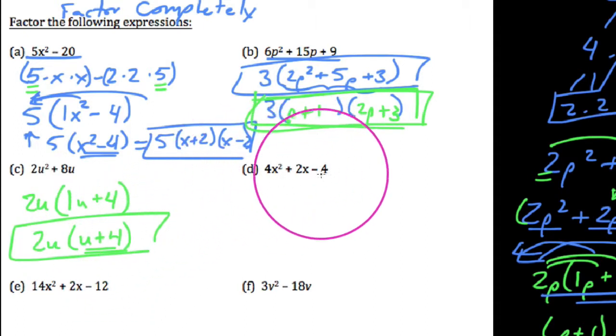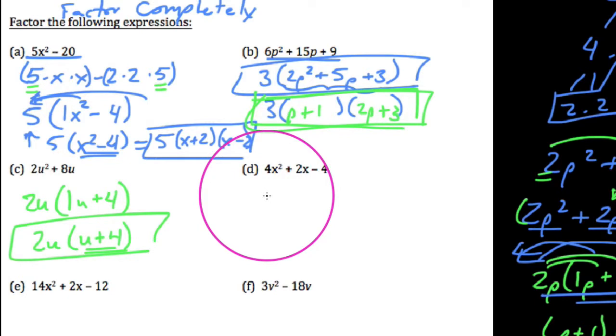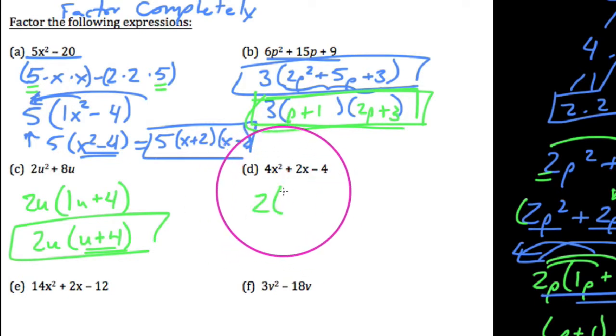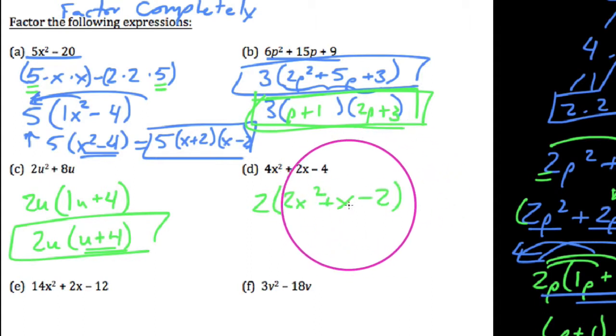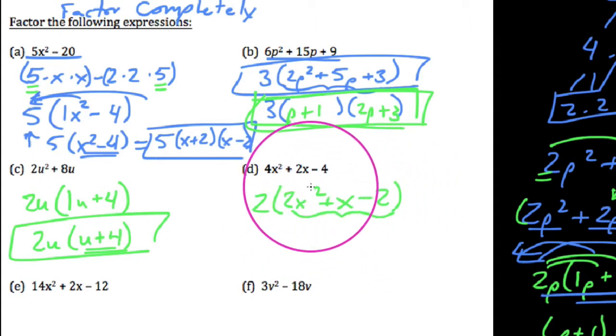Let's move over here. We say that all of these are even. So let's go ahead and try to factor something out here. We say, well, 2. If I divide everything by 2, I'm going to be left with 2x squared plus a single x minus 2. And we say, well, can I keep factoring this?